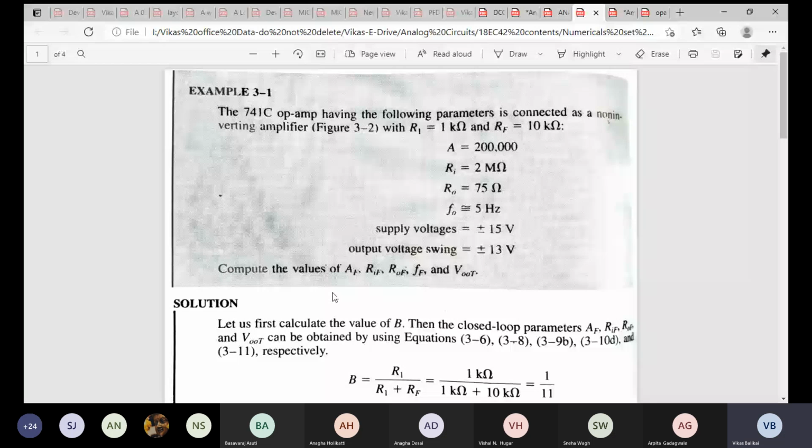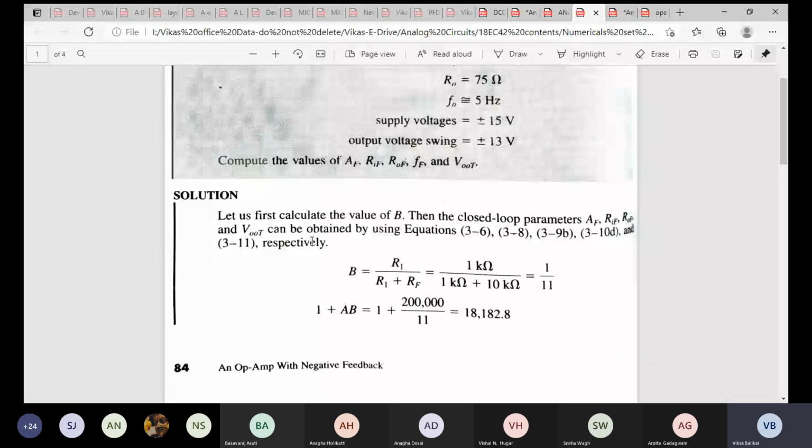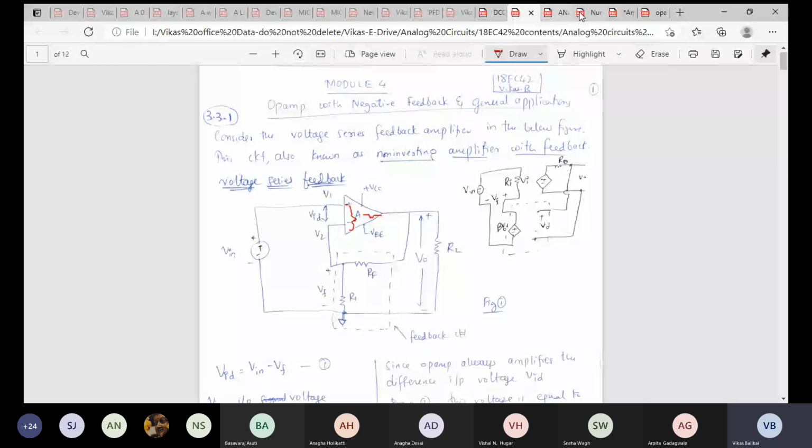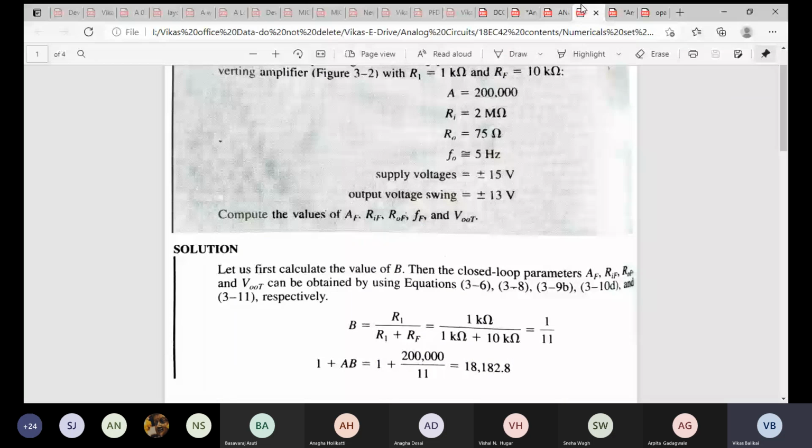So this is basically what the output voltage swing and supply voltages give us. Now he is asking us to compute the values of AF, RIF, ROF, FF and VOT. I'll come to what exactly VOT is, let's not worry about that. So these are the things he is asking. Fine. Now let's first calculate the value of beta, because beta is the term that always plays a crucial role, because it is the feedback network. That is my beta. If I can find beta, that will give me a complete idea of what the values will be. Just hold on for a moment.